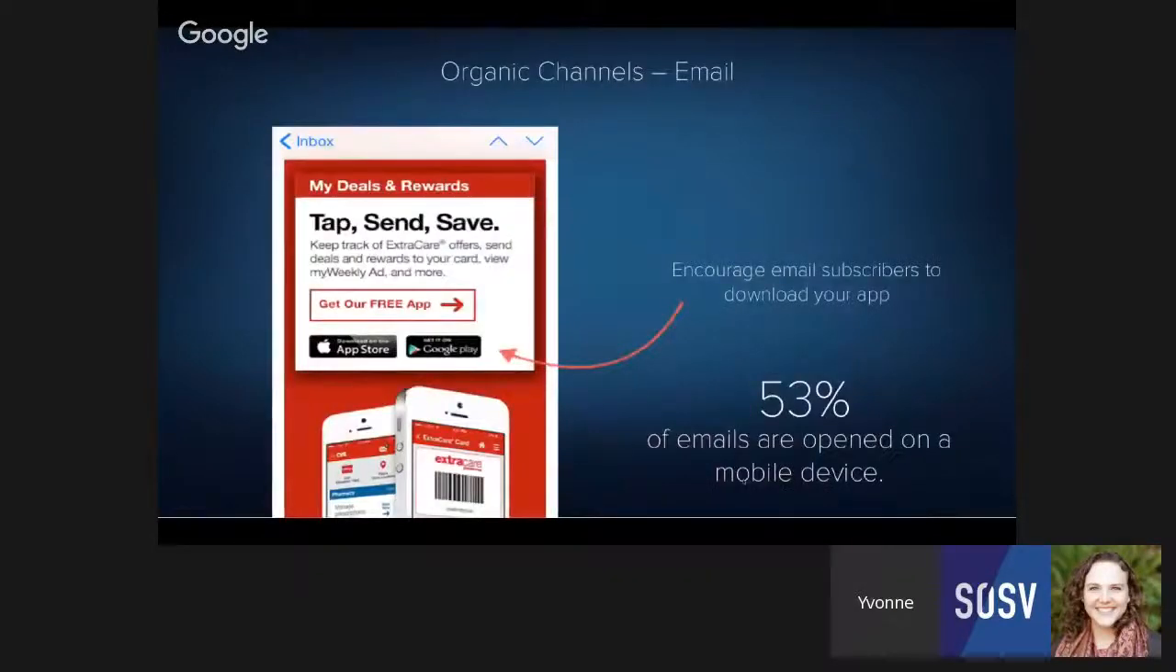Another thing that we've seen work really well is through email. So this is an example from CVS. CVS is one of our customers as well. And what CVS is doing here is encouraging their email subscribers to download their app. They're sending their loyal customers information about their deals and rewards and saying, hey, to check out your deals and rewards, why don't you get our free app? You can download it from the App Store or the Google Play Store.